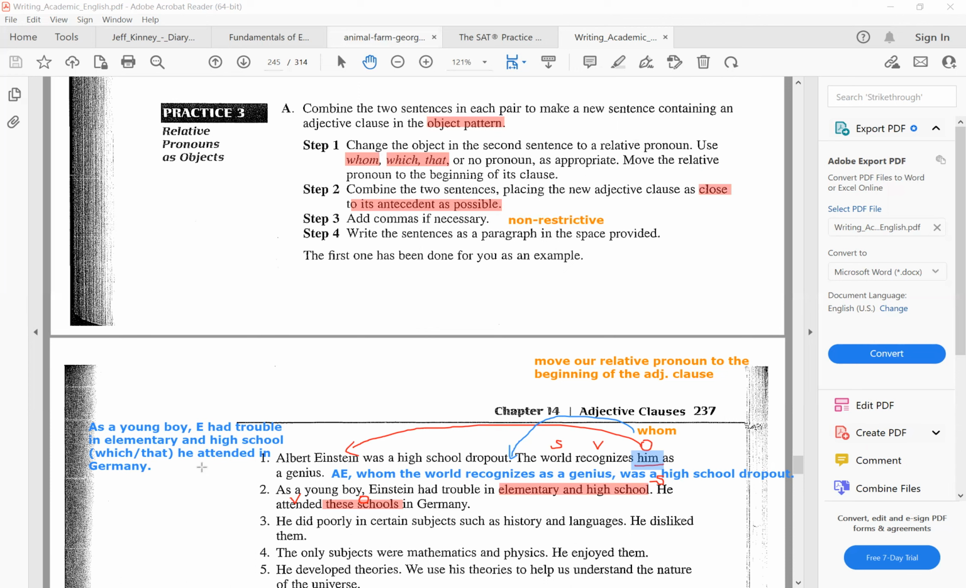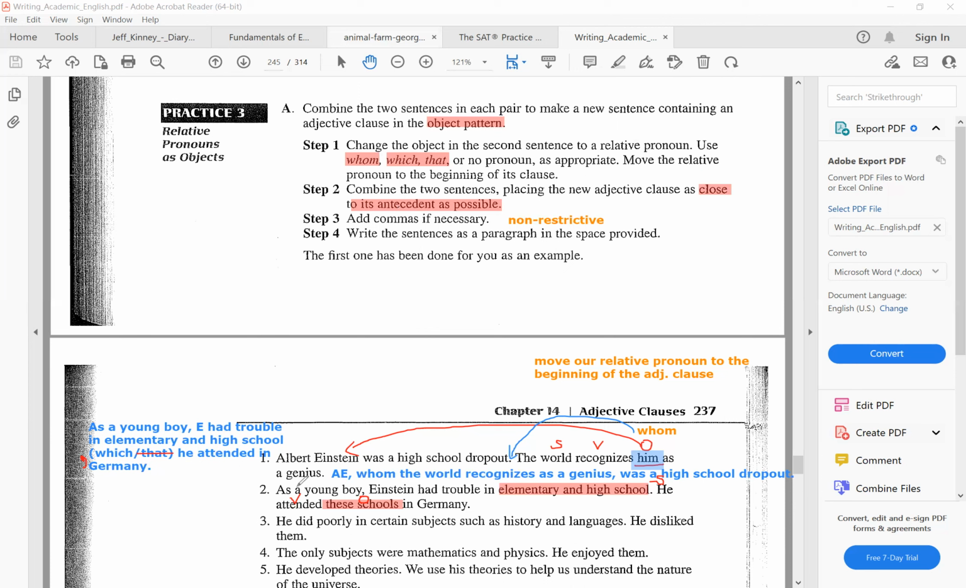But to be honest, in this case, I would probably accept both, because I think the sentence is just saying he was struggling in elementary and high school. Whether he attended those schools in Germany or not seems irrelevant. Do you know what I mean? Yeah, I get what you're saying. So it can be non-restrictive in this sense, because he is just having trouble in elementary and high school. So whatever comes after can be non-essential.